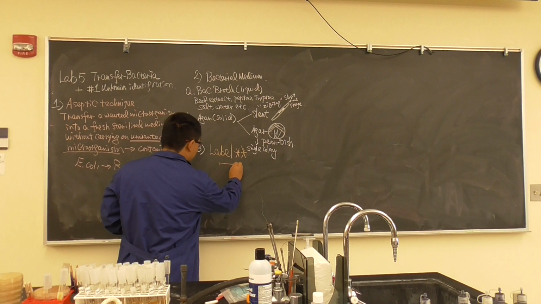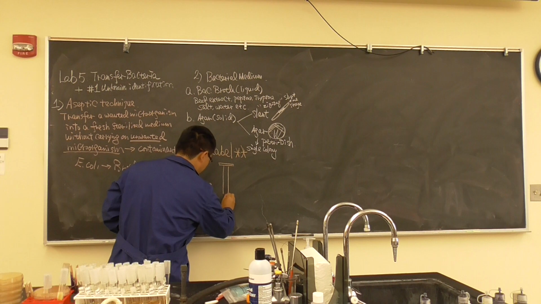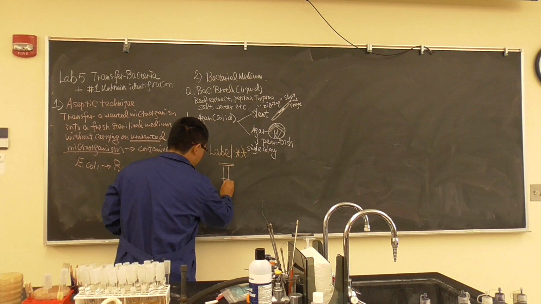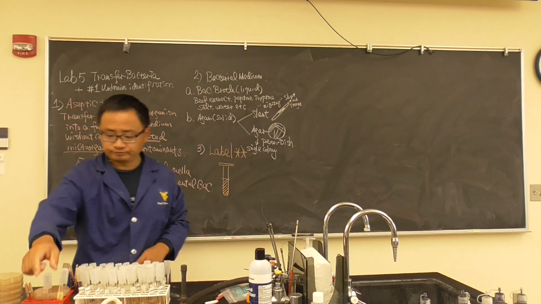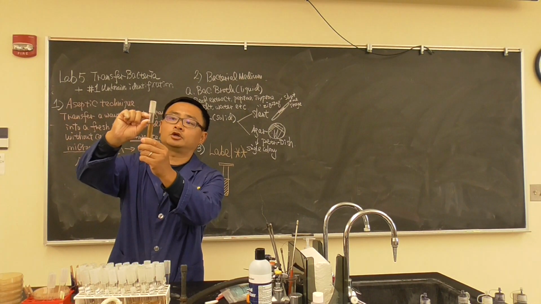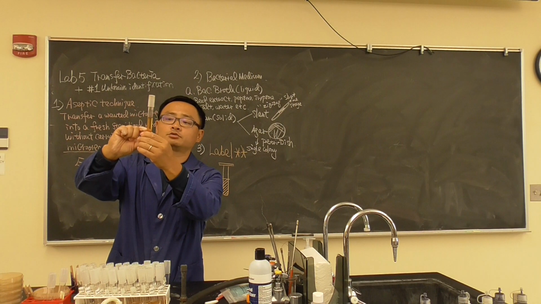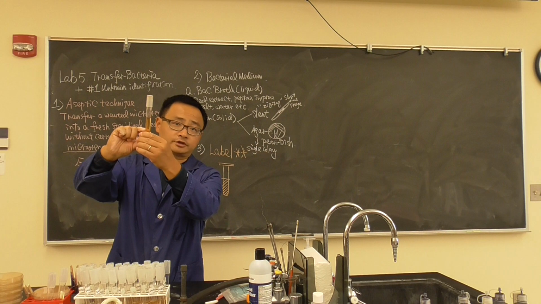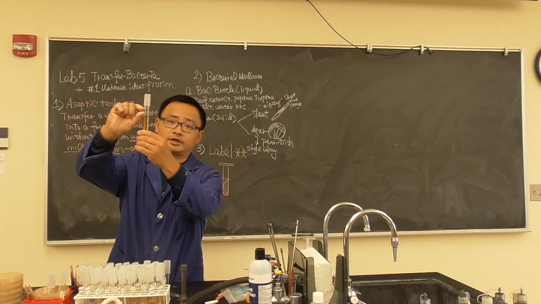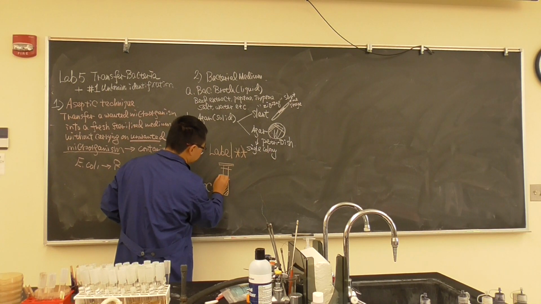First of all is the broth. Let's say we have a broth. Looks like this. Where should we label? This guy. You've got to always label on the top, not at the bottom, because we want to see whether the bacteria are growing there or not. Always label right here. Okay? So label around here.